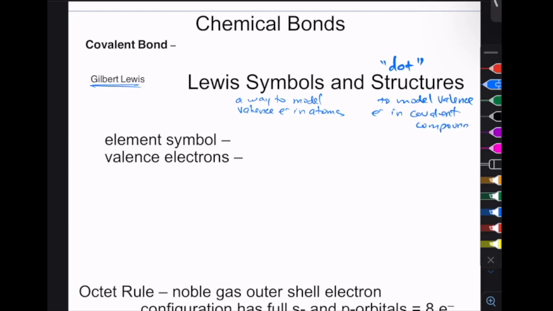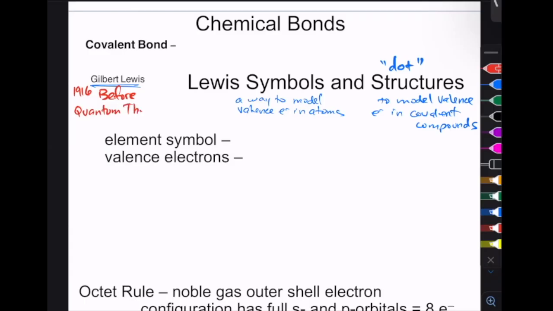And it really is useful. You know, the best models are the ones that stick around. They have really, really strong predictive powers. Gilbert Lewis came up with this modeling theory back in 1916, okay? This was before quantum theory came about. Lewis had this way of modeling covalent compounds in a way that really gave us strong predictive powers. This is before all that stuff we studied in chapter 3.